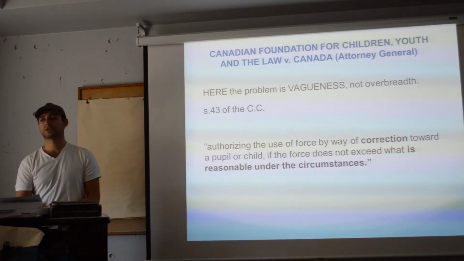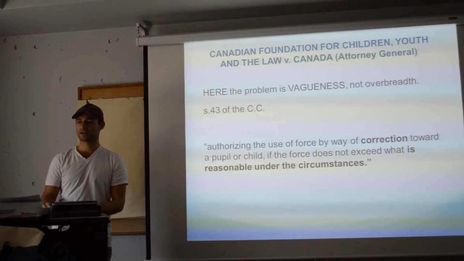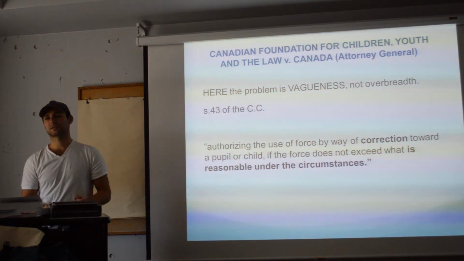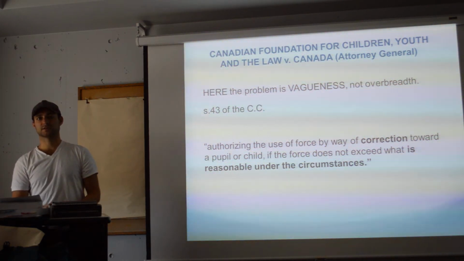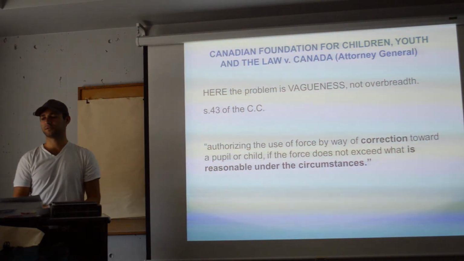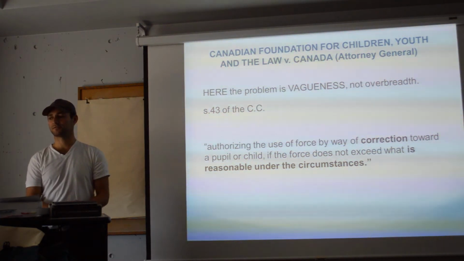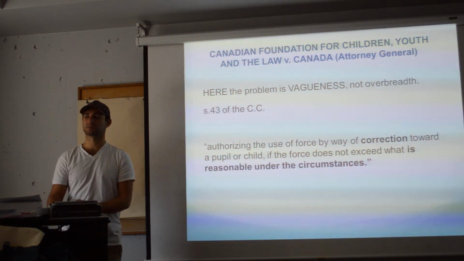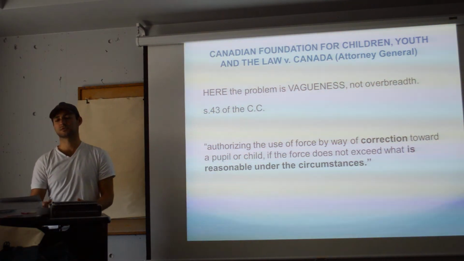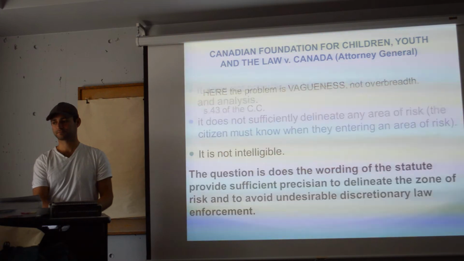So, we turn to the Canadian Foundation for Children, Youth and the Law, and we continue talking about vagueness. I guess the last one was overbreadth. Here we have vagueness. Section 43 of the Criminal Code authorizes the use of force by way of correction towards a pupil or child if the force does not exceed what is reasonable under the circumstances. And here we have some vague terms. What is correction? What is reasonable under the circumstances?